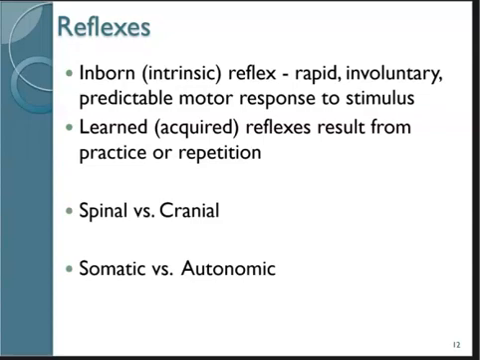Spinal versus cranial reflex. Hopefully this is kind of obvious. Spinal reflex goes through our spinal cord. That's our spinal nerves, so our limbs and even the trunk. While cranial reflexes involve our cranial nerves. Somatic versus autonomic. Somatic involves our body, skeletal muscles. Autonomic involves our internal organs, right? For example, if you think of your favorite food, you can actually sense that your mouth is getting more moist, right? So saliva is produced as a reflex to that. So that's an easy reflex to think about.